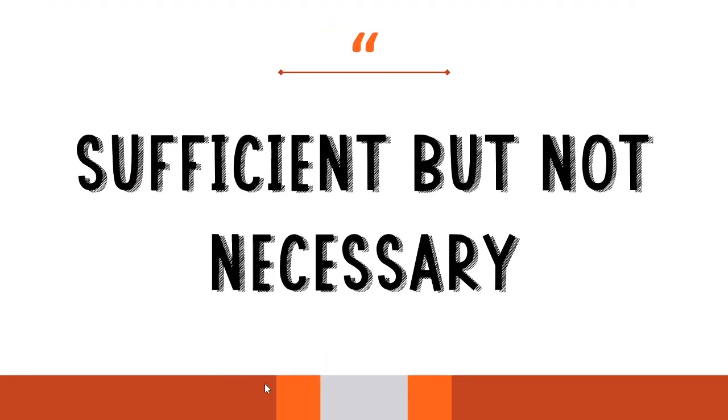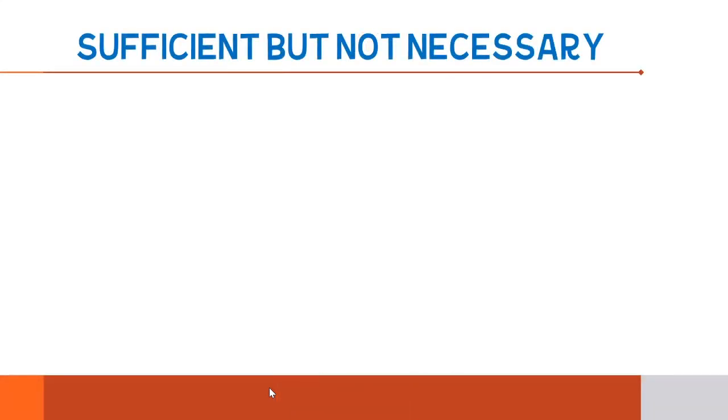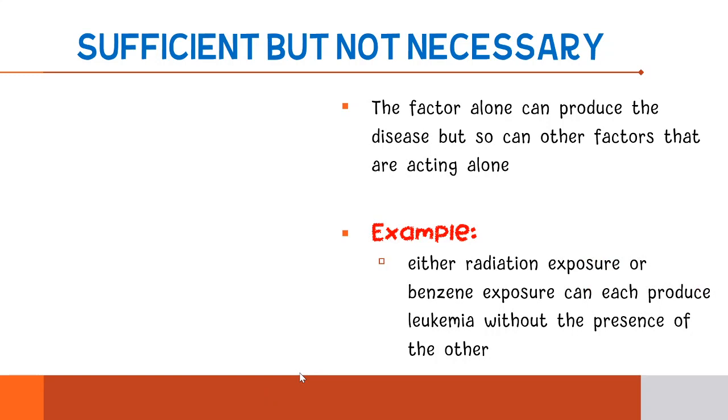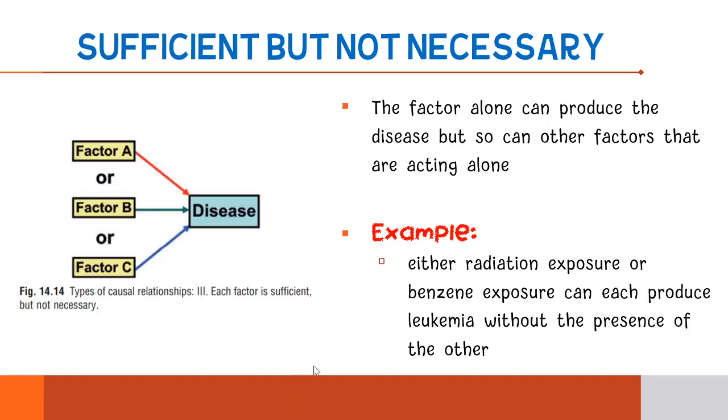Next is your sufficient but not necessary. Now, the factor alone can produce the disease, but so can other factors that are acting alone. So an example for this is radiation exposure and benzene exposure in terms of causing leukemia. Kumbaga, sa isa ka disease, diba, daghan magyud ta og factors na pwede na makakose sa iya ha. Na in terms of leukemia, dili necessary na dapat ma-expose po ka sa radiation and ma-expose po ka sa benzene in order to get leukemia.